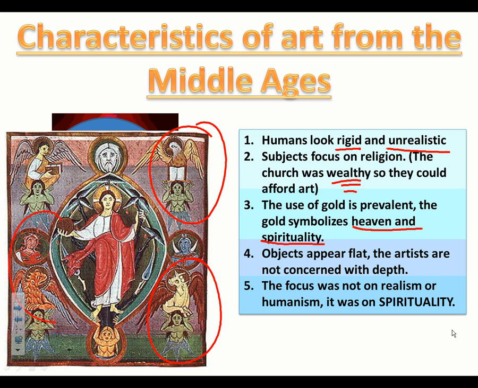Objects also appear flat. The artists are not concerned with depth at all because they're focused on the spirituality and religion of the piece they're depicting. The focus was not on realism like we saw in ancient Greece and ancient Rome; it was not about humanism, it was about spirituality. So you see Jesus right there in the center, and he looks flat. He does not necessarily have depth, and we don't really see a background. It's very flat colors, and that's going to start us off looking at some of the art from the Middle Ages.